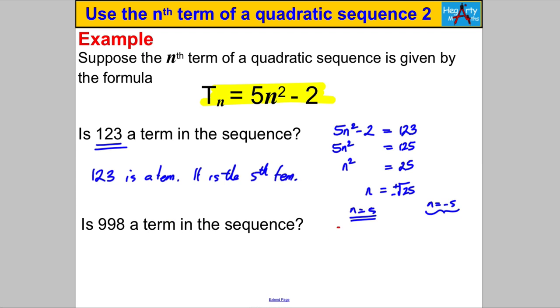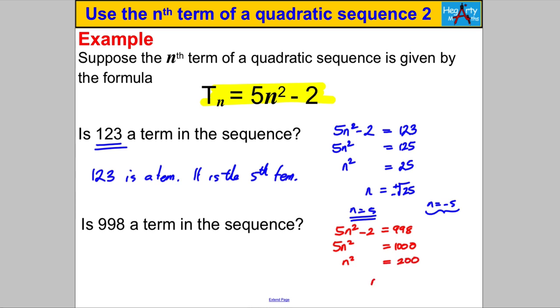The same logic would apply. We do 5n squared subtract 2 is equal to 998. We'd add 2 to both sides. 5n squared is therefore equal to 1000. We divide both sides by 5, n squared is therefore equal to 200.